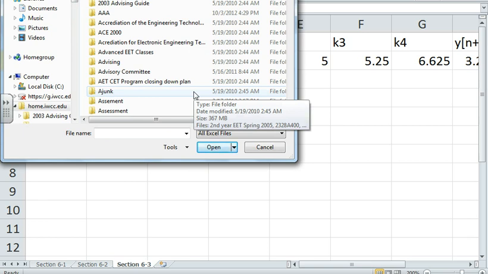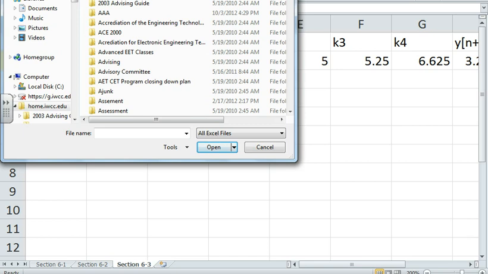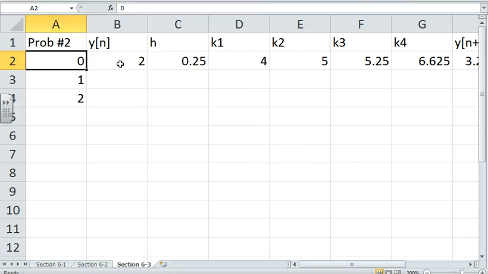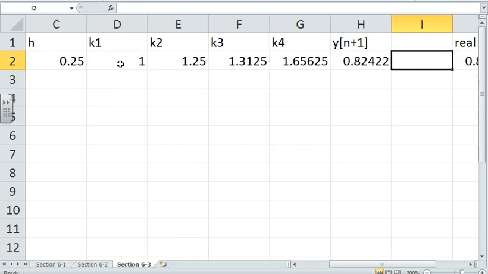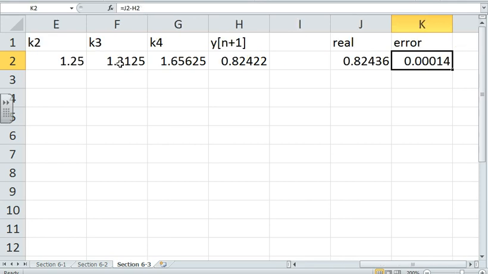y prime is equal to 2y. Oh, there it is. Initial condition, 1/2. Maybe I don't even have to do that. Initial condition, 0.5. Who's looking in the book to see what I get anyway? Anybody? Alright, initial condition 0.5. Look at that error. Ooh, isn't that nice?